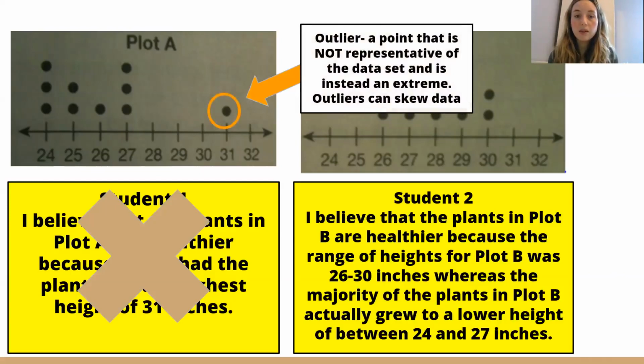However, this data point, the 31 inches in plot A, is actually called an outlier point. And this is a term you might be familiar with. This is a point that's actually not representative of the data set and is instead an extreme. You can see here that for plot A, most of the points are actually between 24 and 27 inches, and this 31 inches is all the way over to the right, and so it's an outlier. This data point potentially skews the data and makes you think that the plants in plot A are actually taller than they are because it's such an extreme. But because of this outlier, student 2 is actually correct in this case, and the healthier plants are likely to come from plot B.